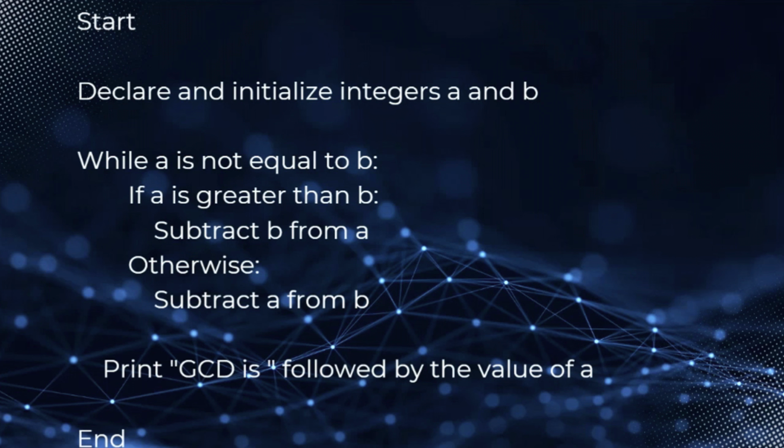We initialize our pseudocode with start, and the first line of the C++ code we translate into: declare and initialize integers a and b. For the second line, we translate it into: while a is not equal to b, if a is greater than b, subtract b from a. Otherwise, subtract a from b. And for the cout statement, we translate it into: print GCD is, followed by the value of a, and finish our pseudocode with end.